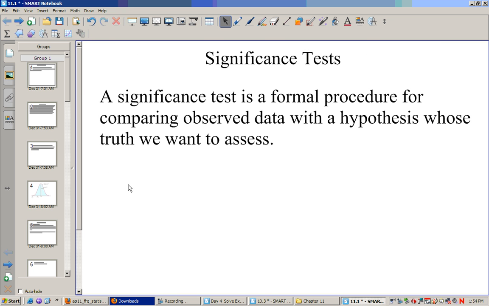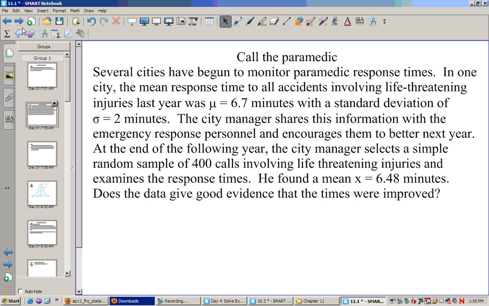Now, a significance test is a formal procedure for comparing observed data with a hypothesis whose truth we want to assess. Here's an example that we'll be using the rest of the day. Several cities had begun to monitor their paramedic response times. In one city, the mean response time to all accidents involving life-threatening injuries last year was 6.7 minutes, with a standard deviation of 2 minutes. The city manager shares this information with the emergency response personnel and encourages them to do better next year.